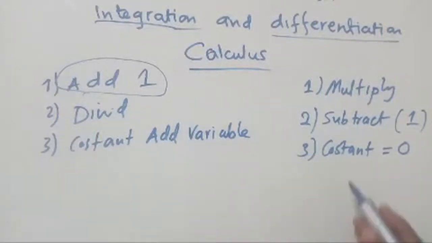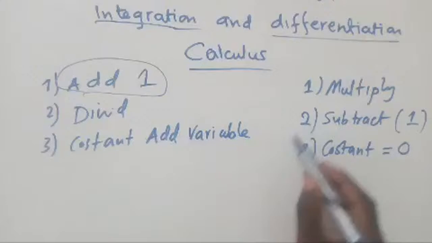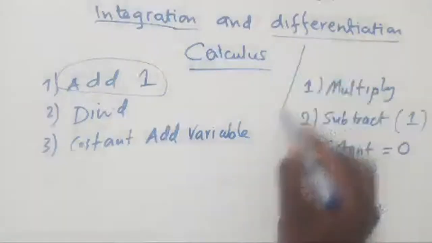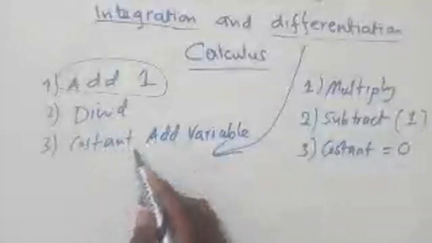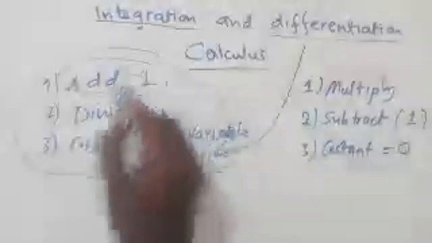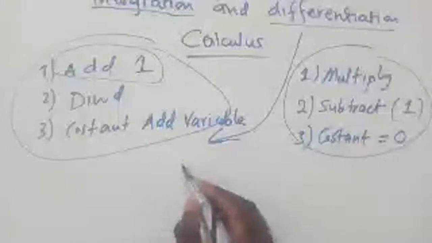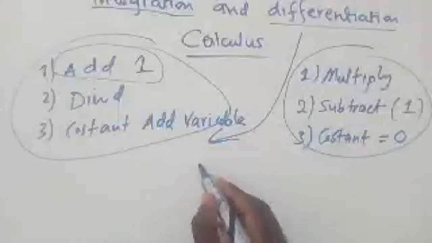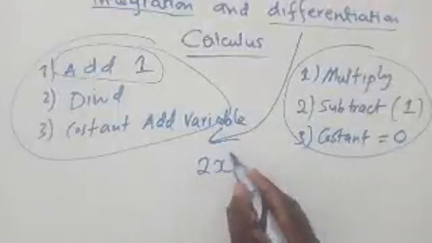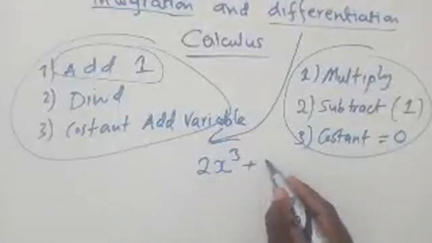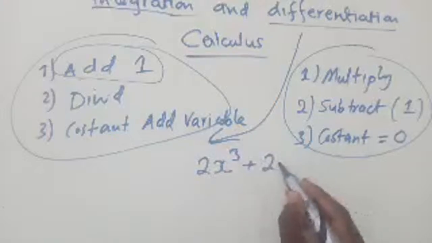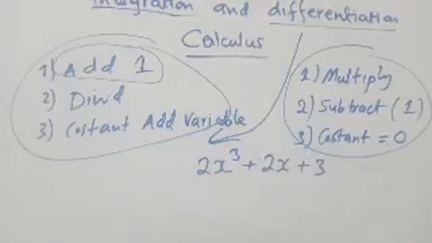So now we are going to differentiation. Now we're talking about differentiation. We talked about integration. These are the rules of integration. Now these are the rules of differentiation. So let's start. Let's say you have been given something like this: 2x power 3 plus 2x plus 3. Okay, and then they say differentiate this one.